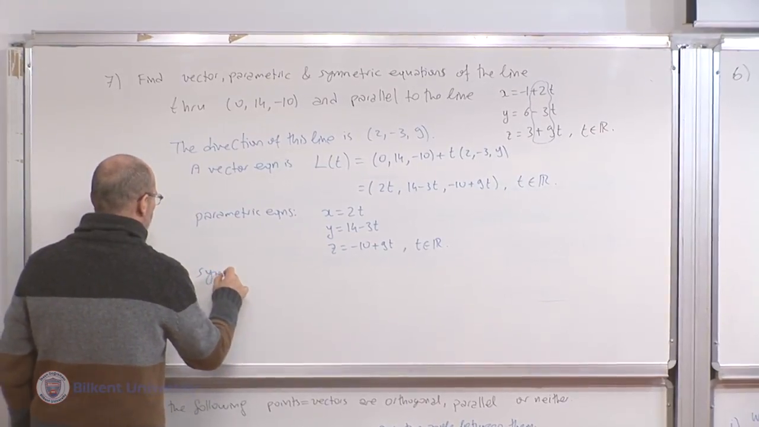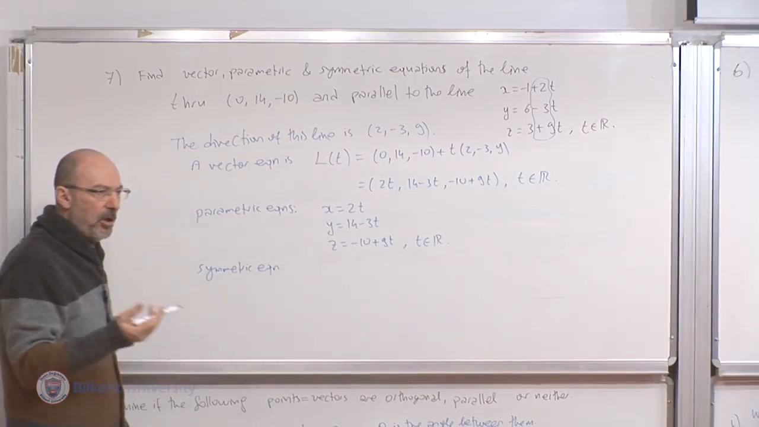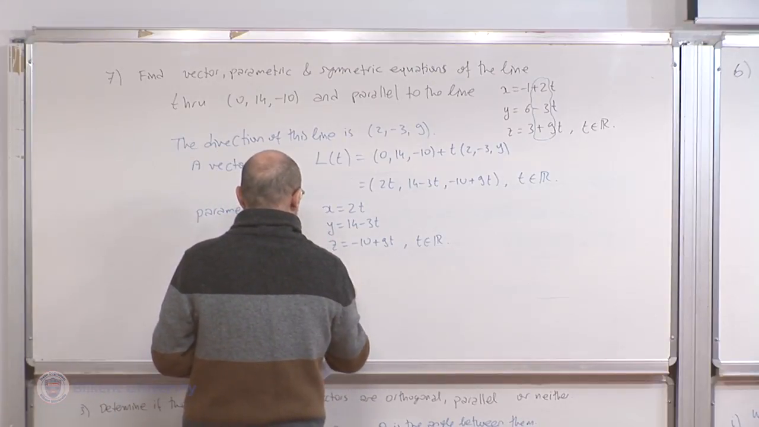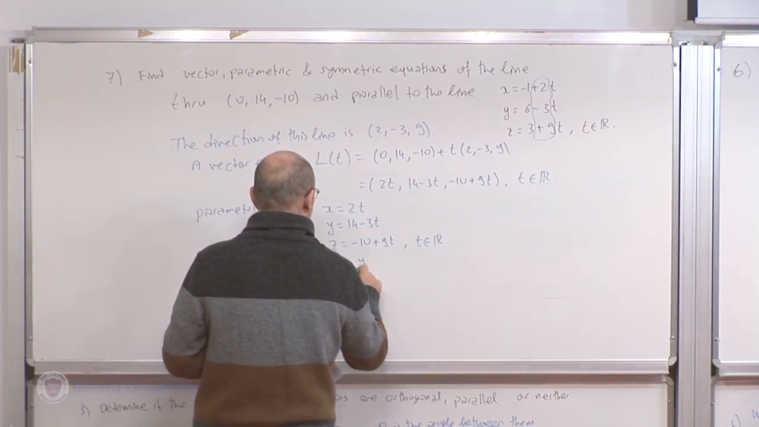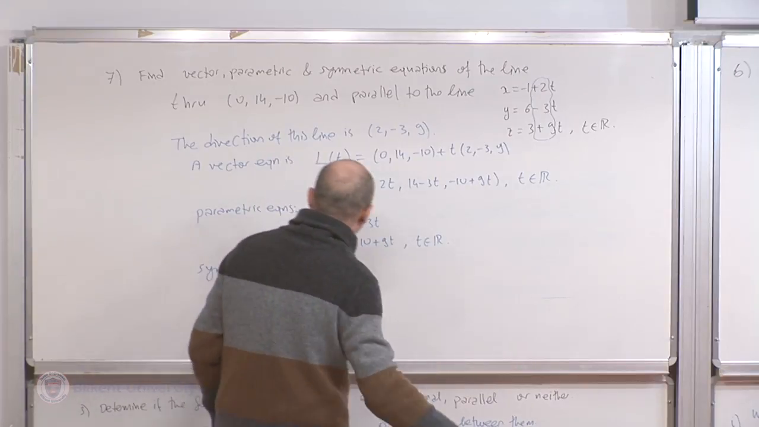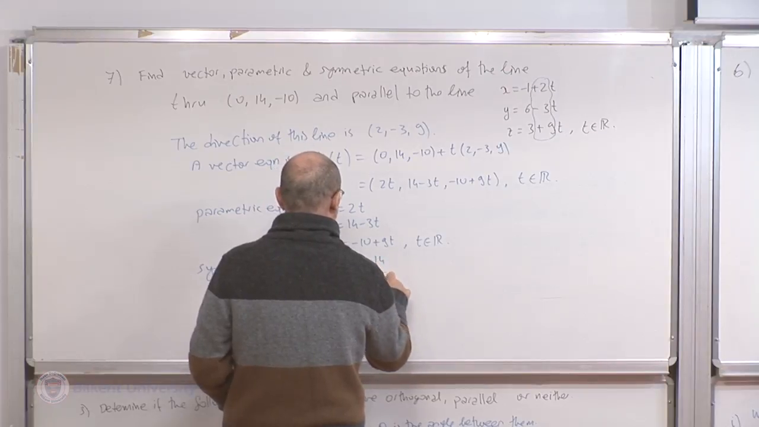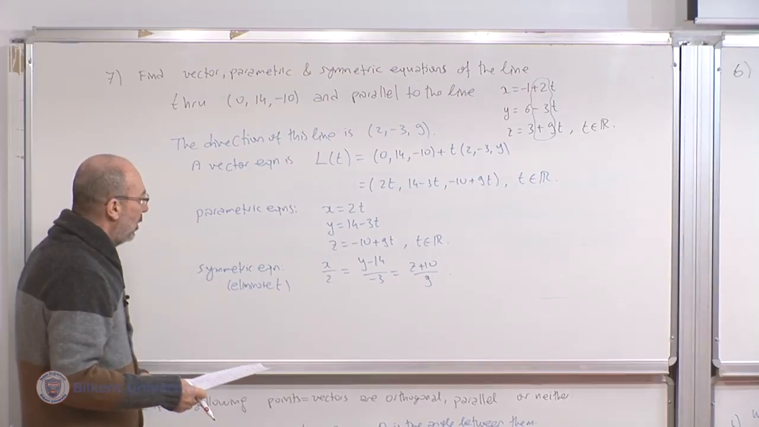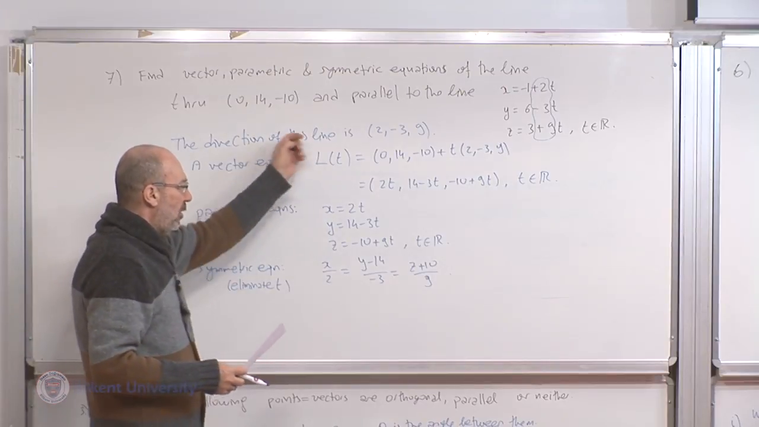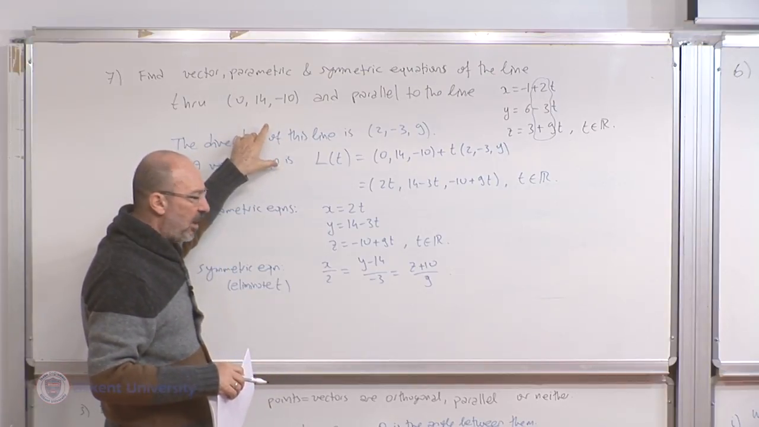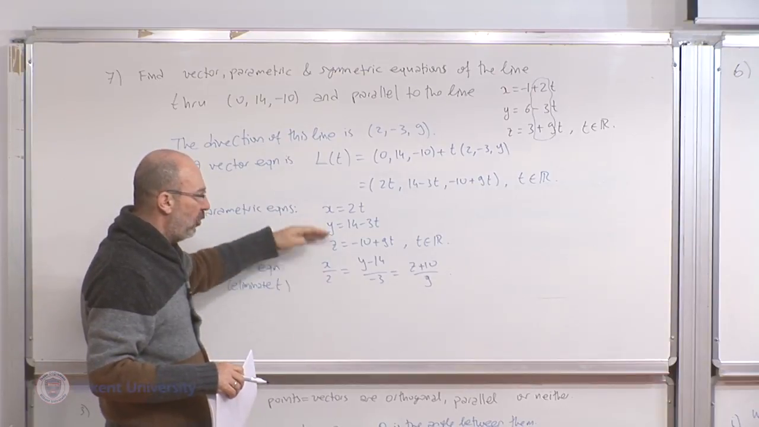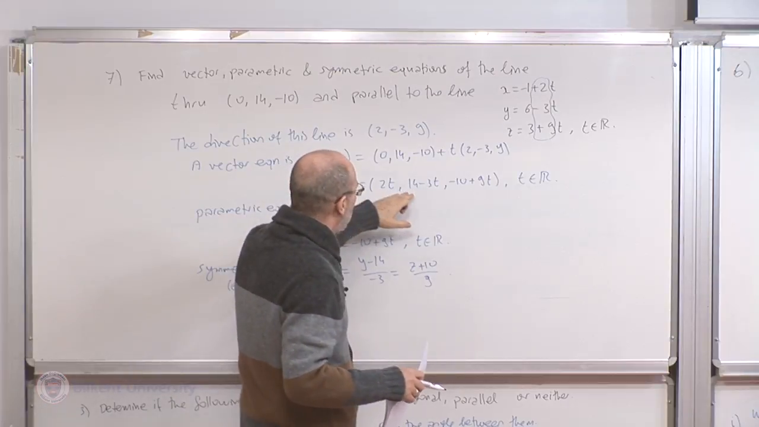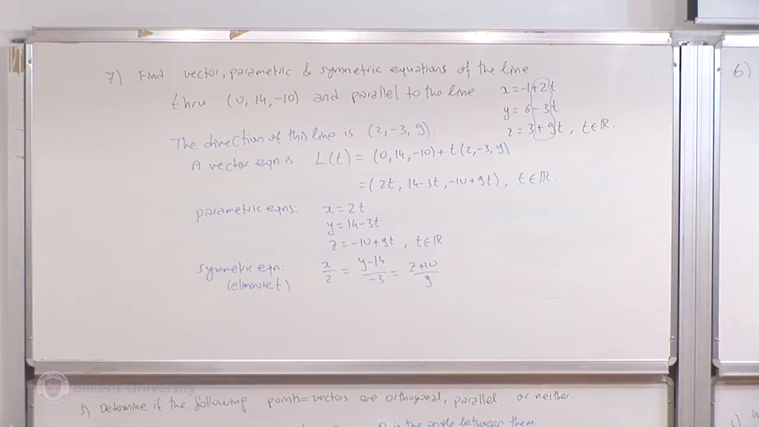And symmetric equations. The definition for symmetric equations is eliminate t. So x over 2 is t, and y minus 14 over minus 3 is equal to z plus 10 over 9. So these are the symmetric equations. The purpose of this easy exercise is to show that you can write any of these you like. Starting from any of them, you read every information about the line. My favorite is this one, though I don't know why I said of course, but I prefer that one.